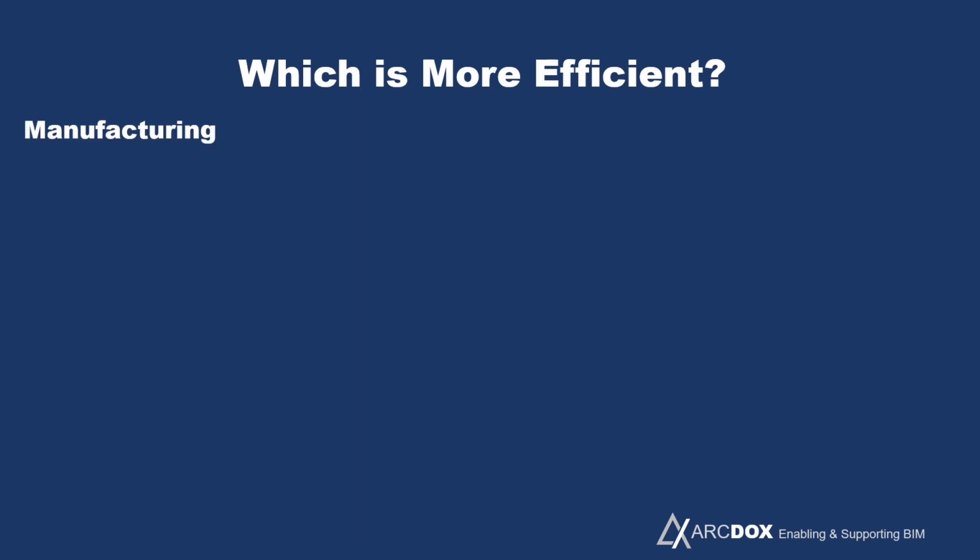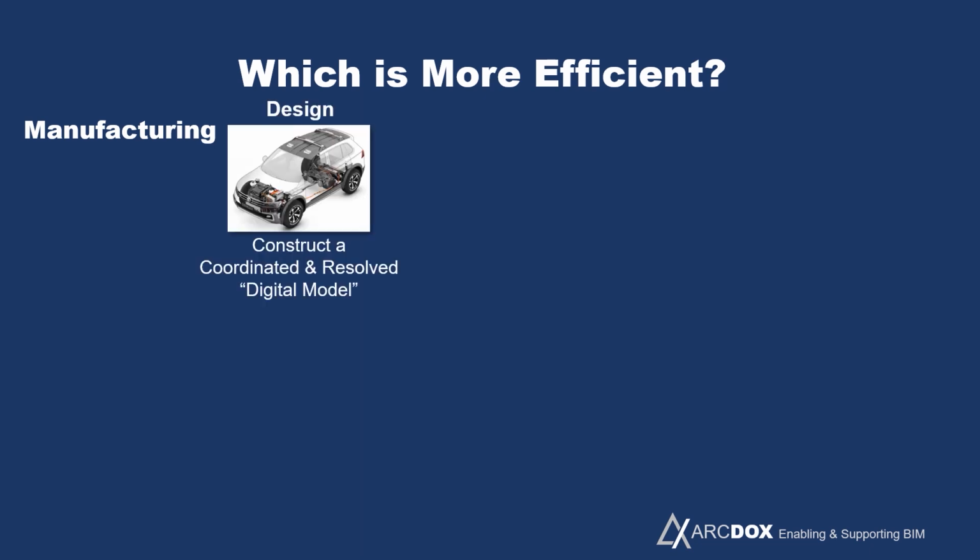So as an exercise, let's look at how they produce and manage information in manufacturing versus construction. I do appreciate manufacturing isn't construction, but I think we can definitely learn something from the manufacturing industry. In the design phase in manufacturing, they construct a virtual model or digital version of the thing they're going to build in software. So they work out how all the component parts are going to come together then, and they resolve that as much as they can in that digital environment where it's easier and cheaper to deal with issues.